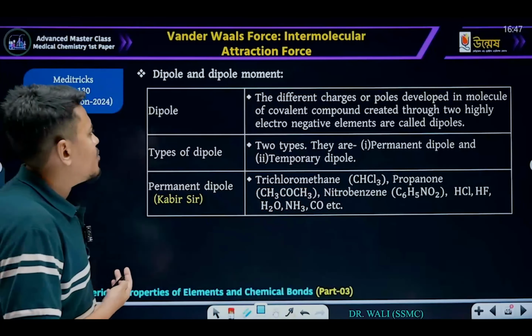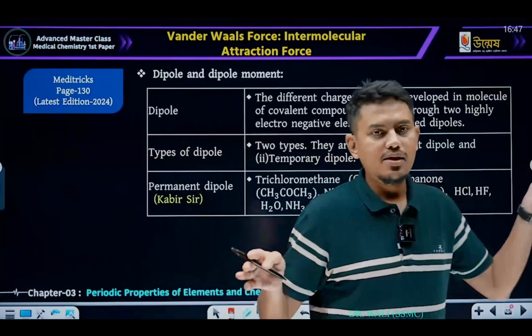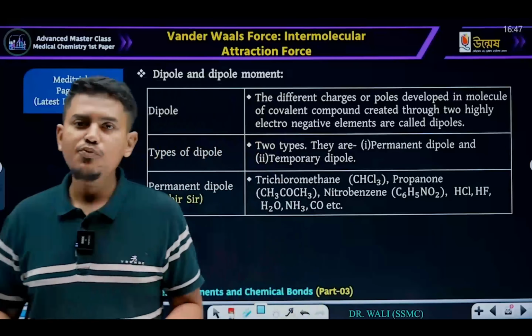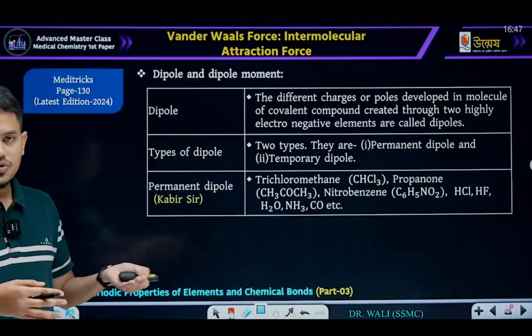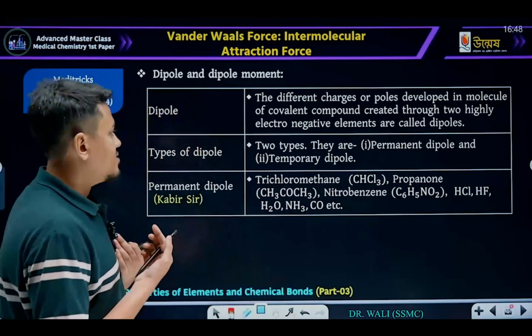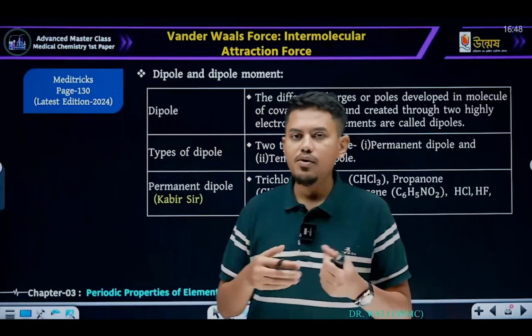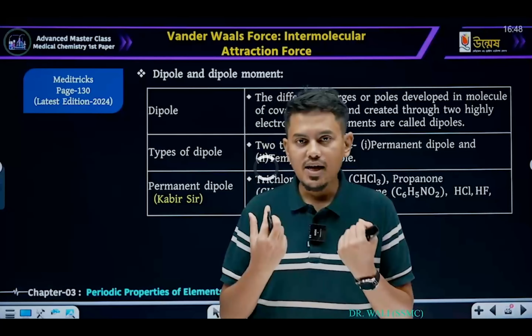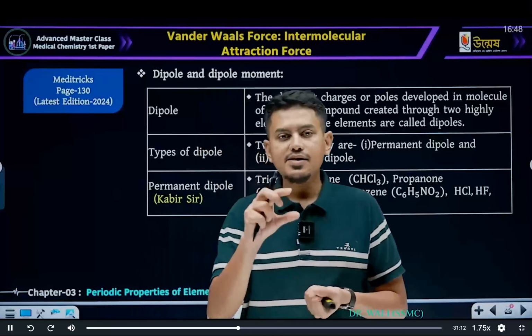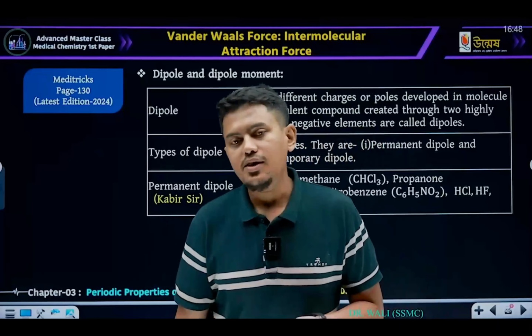Now, regarding dipole and dipole moment, you should know what a dipole is. Basically, when positive and negative terminals arise within a covalent molecule, we call it a dipole. And this dipole is a vector quantity, so it certainly has directional property. If a compound has different dipoles, altogether we have to sum them up and calculate the net dipole moment. If the net dipole moment is 0, we call it non-polar. But if there is any net dipole moment, we call it polar.